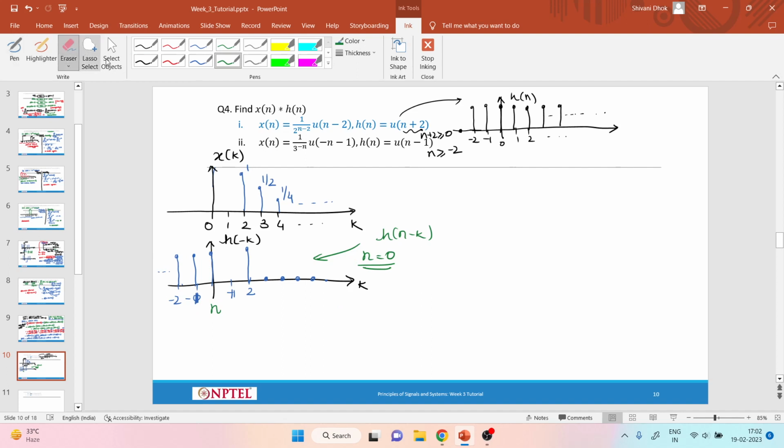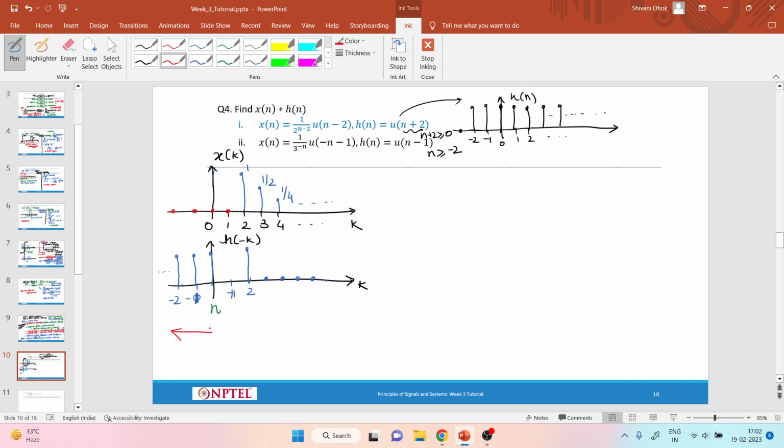Now suppose I have negative shifts, that is if I shift this h of minus k leftwards, will I get any kind of overlap with x of k? No, because it is 0 for all other values here. It is 0. So I won't be getting any overlap for n which is less than 0.